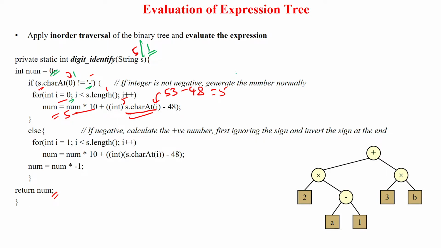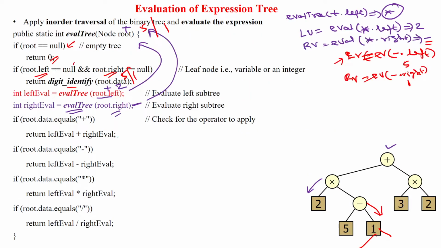Now again reading the character value 1. The character value 1 is 49 minus 48, we will get 1. So 1 is assigned here. So 0 into 10, 0. So 0 plus 1 will be 1. So the number 1 is assigned to the number, which is returned now. So now the R value we are getting here is 1.